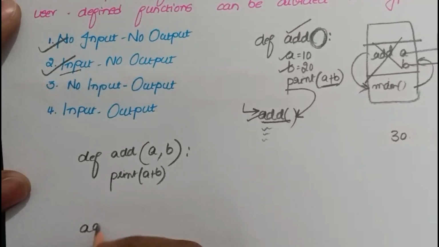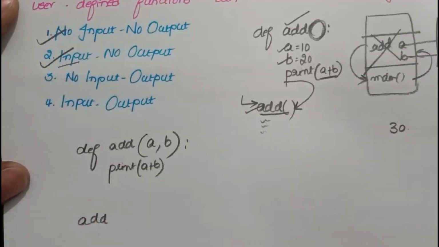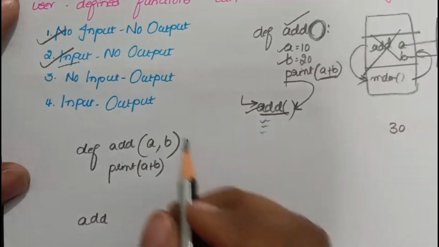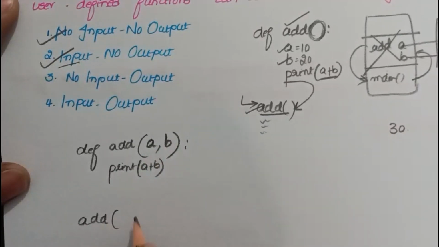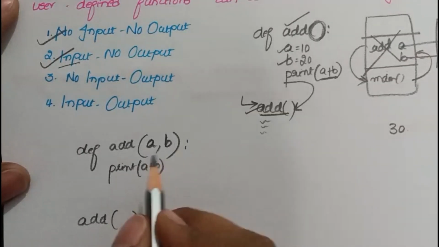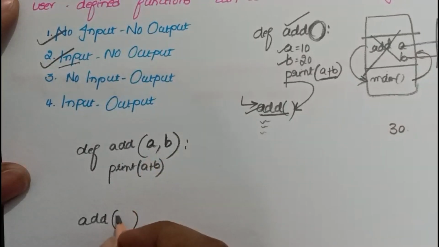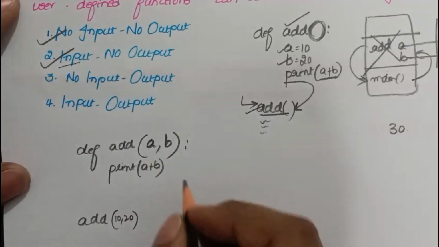So when we call that function, we have to pass two values because here we defined two parameters a and b. If you just call it like this, add, it will throw an error saying arguments are expected. So we have to pass two values. Since we have two parameters here, we have to pass two values.